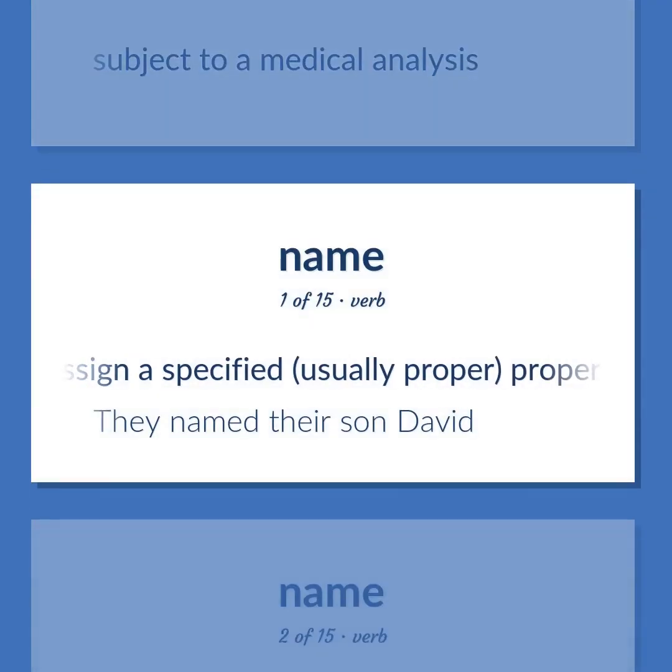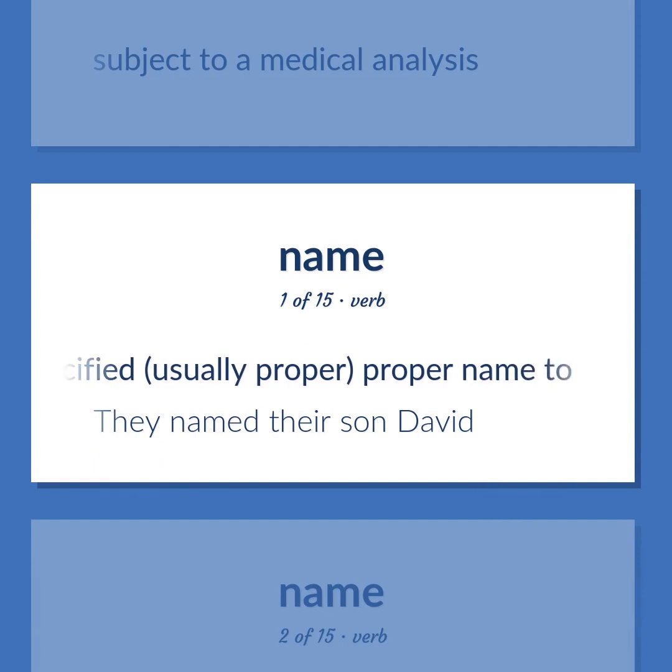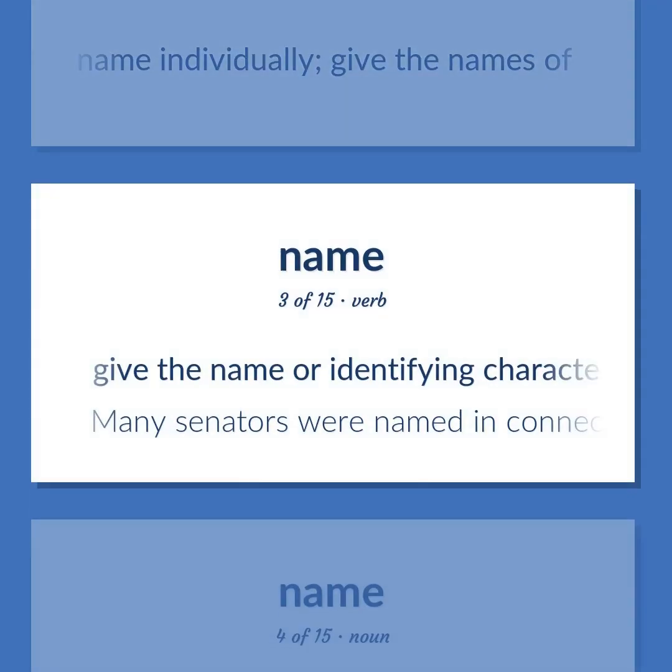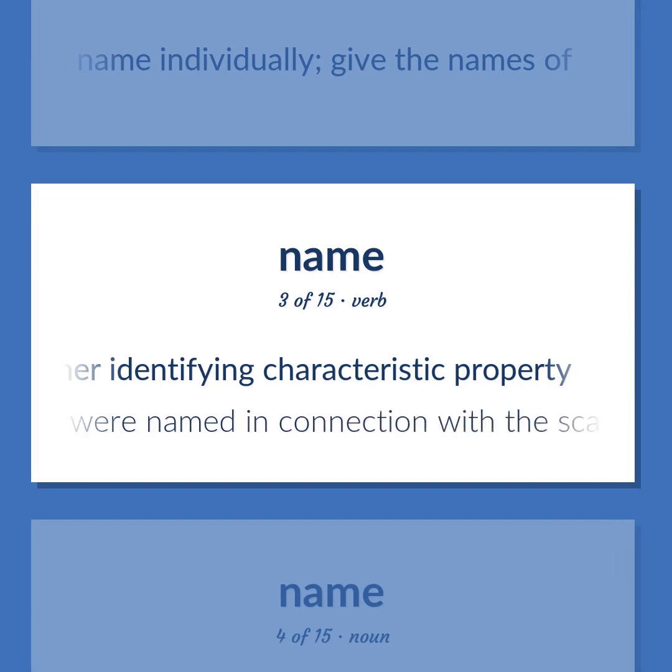Assign a specified, usually proper name to. They named their son David. Give or make a list of. Name individually. Give the names of. Give the name or identifying characteristics of. Refer to by name or some other identifying characteristic property. Many senators were named in connection with the scandal.